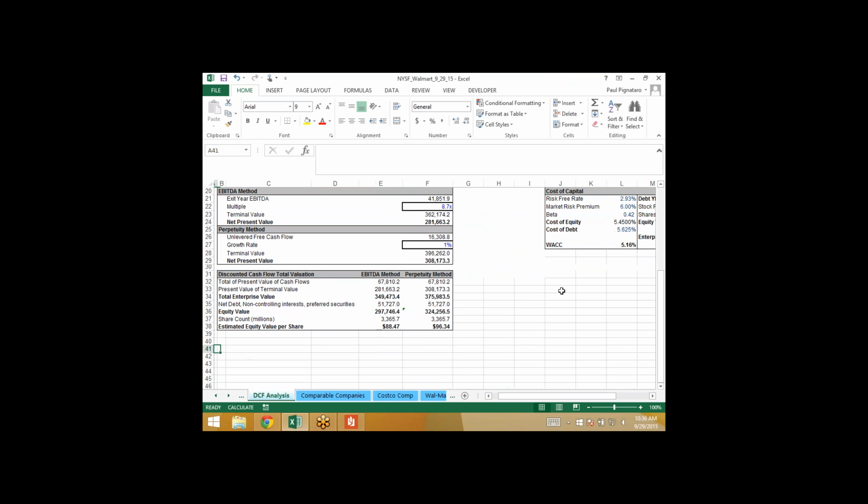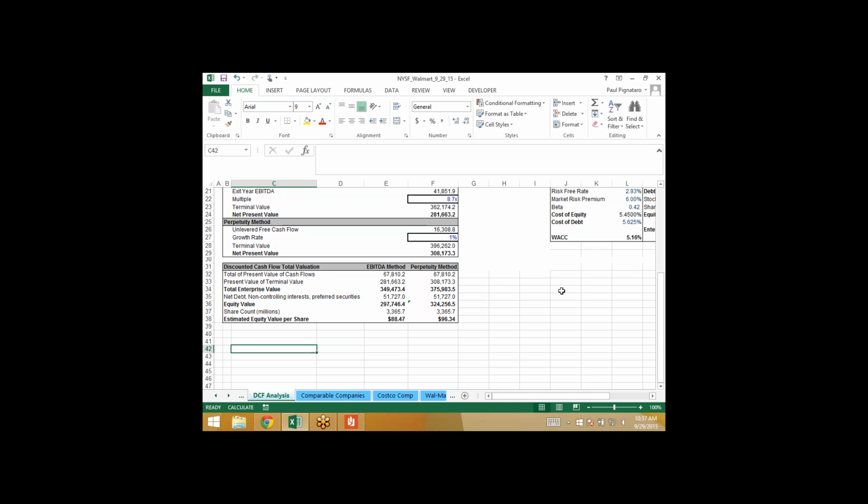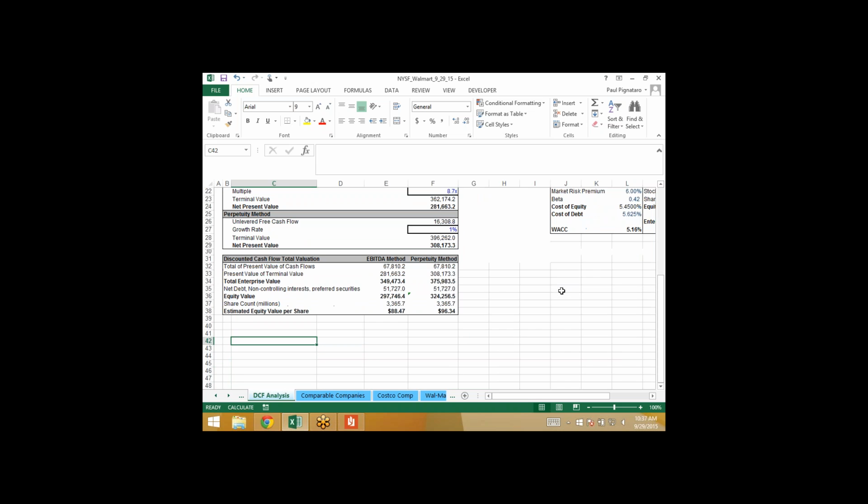All right. So the EBITDA method is based on what major variable? You guys done two variable data tables? Yes. What are the major variables here? We have WACC for the EBITDA and the terminal multiple.